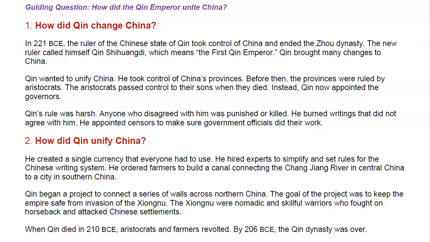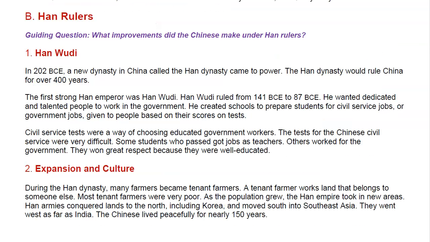When Qin died in 210 BCE, aristocrats and farmers revolted. By 206 BCE, the Qin dynasty was over. Section B, Han rulers. Guiding question, what improvements did the Chinese make under Han rulers?